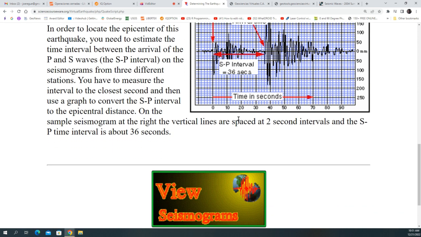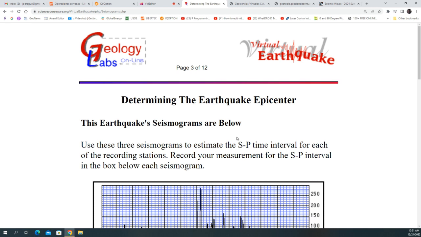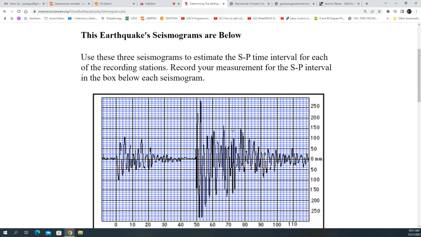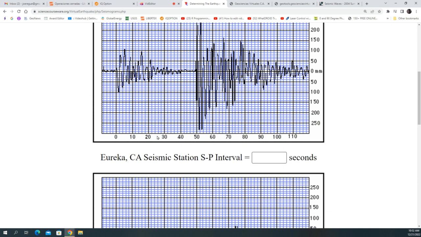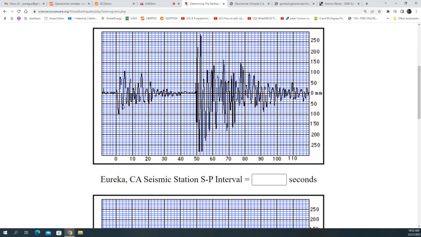Okay, so what we'll do is we need some records from different stations, and we have to pick the arrival times for the P and S wave events. So this is a station in Eureka, California, and we have to pick the P wave. So we'll see here like a little first break up, and that will be the zero. Remember, we're going to zero on the P arrival. We want to see the difference until the S arrival gets here.